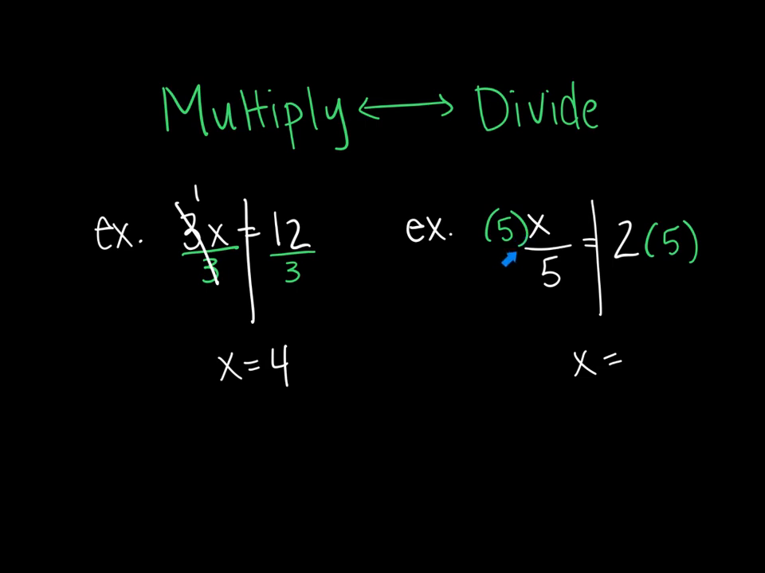Here I have 5x divided by 5, while 5 divided by 5 is 1. So I can cross this out very simply and show that I have 1x, 1 times x, which is just x left over. So I bring my x down here, and then I have 2 times 5, which is 10. So my final answer is x equals 10.